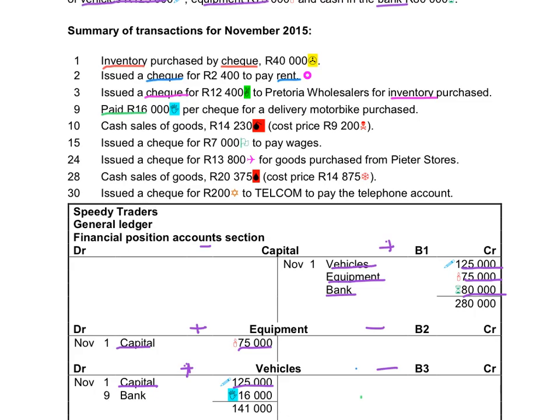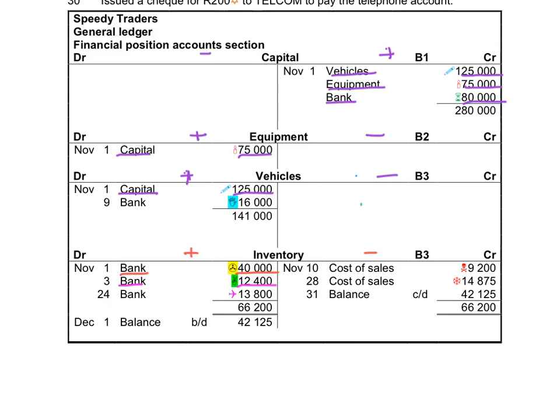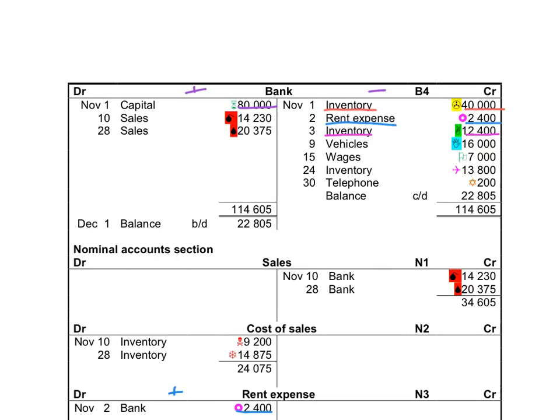16,000, so money is taken out of the bank to buy a delivery motorbike, so vehicles will be the double entry. The vehicles increased, so we will debit our vehicles with 16,000, and we will complete this double entry on the credit side of the bank. The bank account is credited with the 16,000, and we write the word vehicles to indicate that the double entry was on the debit side of the vehicles account.